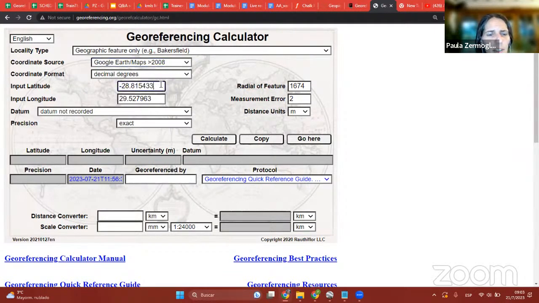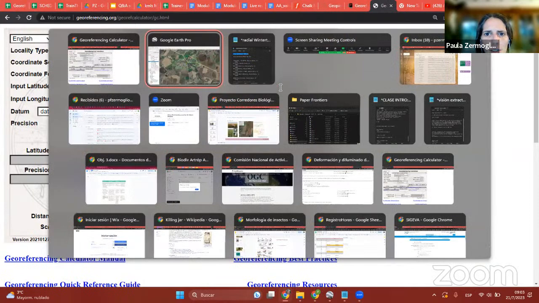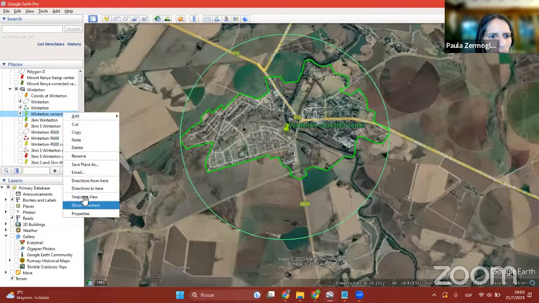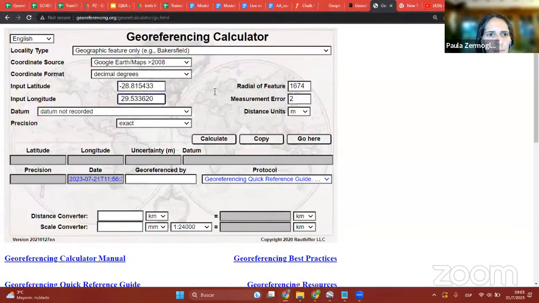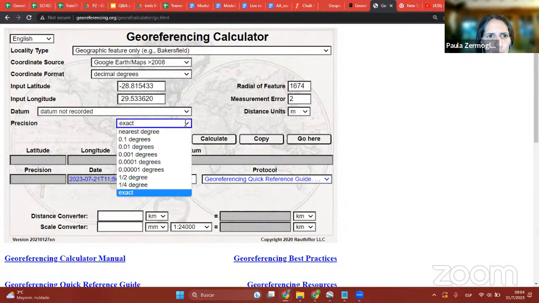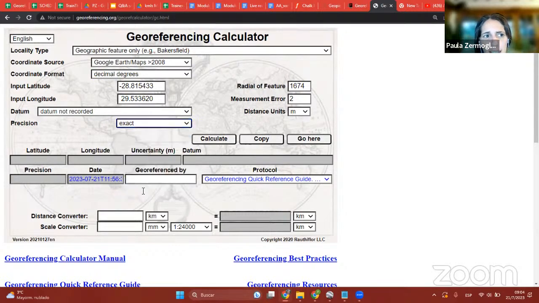And I will paste the coordinates here for that point. So there. Those are the coordinates of my corrected center, which, as we saw before, are in decimal degrees. The precision of those coordinates is exact because I have 6 decimal places, and there is no option for that, so the precision is exact.